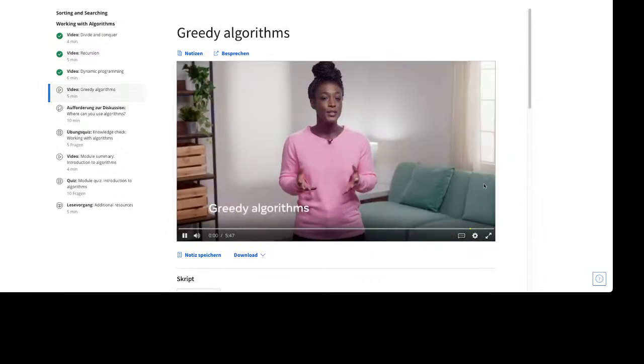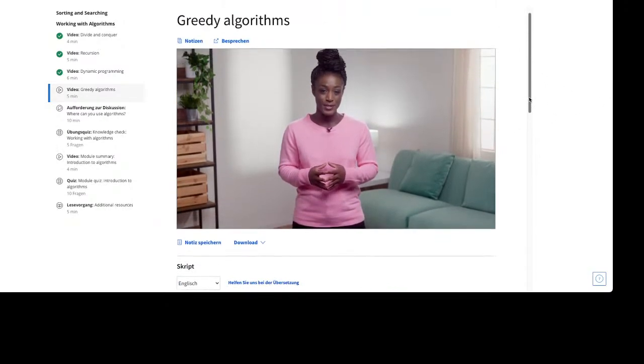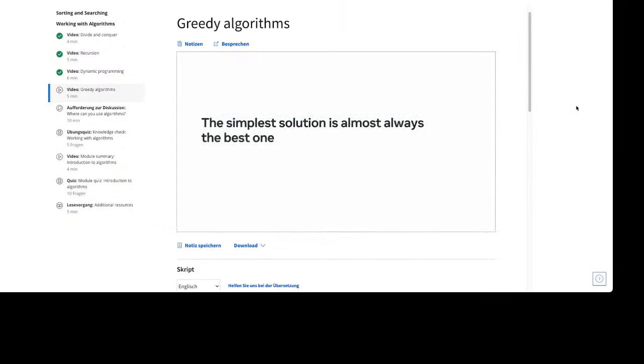In this video, you will learn how you can implement this paradigm to solve complex problems by using greedy algorithms. There is a philosophical principle called Occam's razor. It states that the simplest solution is almost always the best one. This problem-solving principle argues that simplicity is better than complexity. In our case, the greedy algorithm is the simple solution.